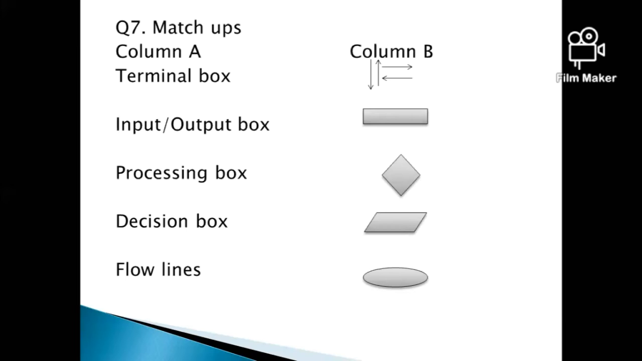These are the matchups related to the flowchart chapter. So we will match them with the answer. First is terminal box.